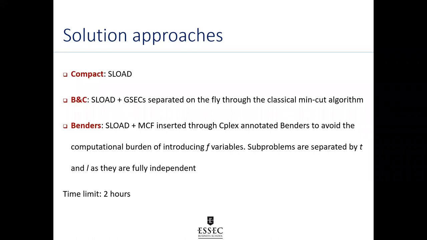The third one is the Benders, in which we take the base formulation, we use again the standard flow, but then we use the multi-commodity flow formulation, in which these variables are moved to the subproblem in a Benders formulation. I don't know whether in Gurobi, but in CPLEX for sure you have libraries that implement directly annotated Benders or automatic Benders. So you can simply write a formulation and tell CPLEX: the F variables, you move them to the subproblem, and it automatically generates the Benders cuts and so on. So we use this last way of solving as well.